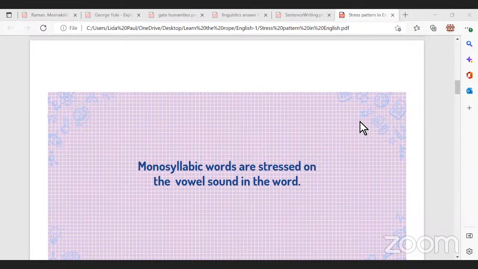In monosyllabic words, you only have one syllable and hence one vowel sound, and the stress falls on that, right? This is also another information that you should keep in mind. The stress in a word, whichever the stressed syllable is, actually falls on the vowel sound of that syllable, right? In monosyllabic words, there is one vowel sound, and the stress falls on that particular sound. That is the one which is stressed.